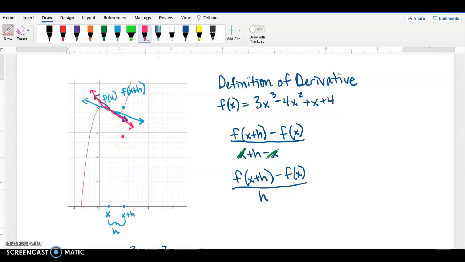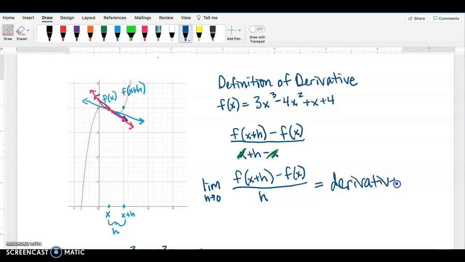So as we make h smaller, we bring those points closer together, and they get closer to the actual slope of the tangent line at f of x, which is what we call our derivative of f of x. So the way that we write this in definition form is the limit as h approaches 0, meaning h gets smaller and smaller until it's practically 0, of this expression, which is going to equal our derivative.